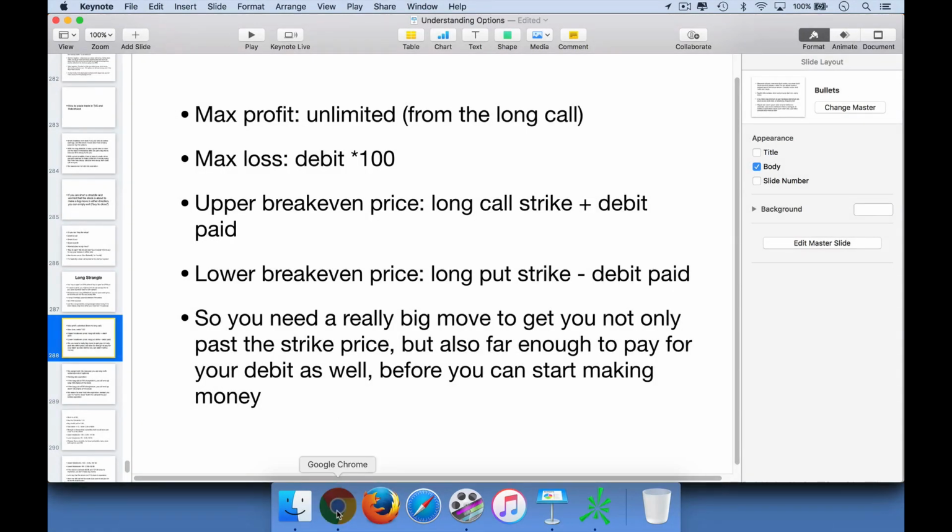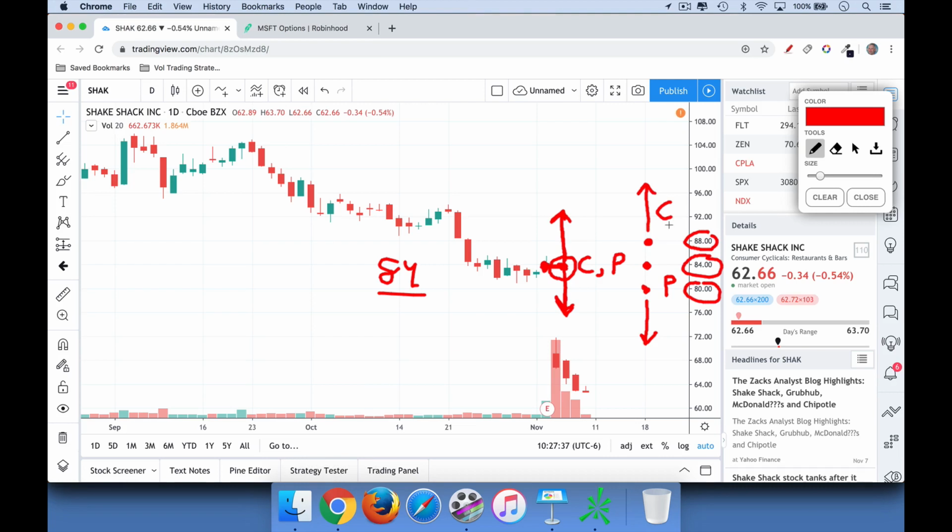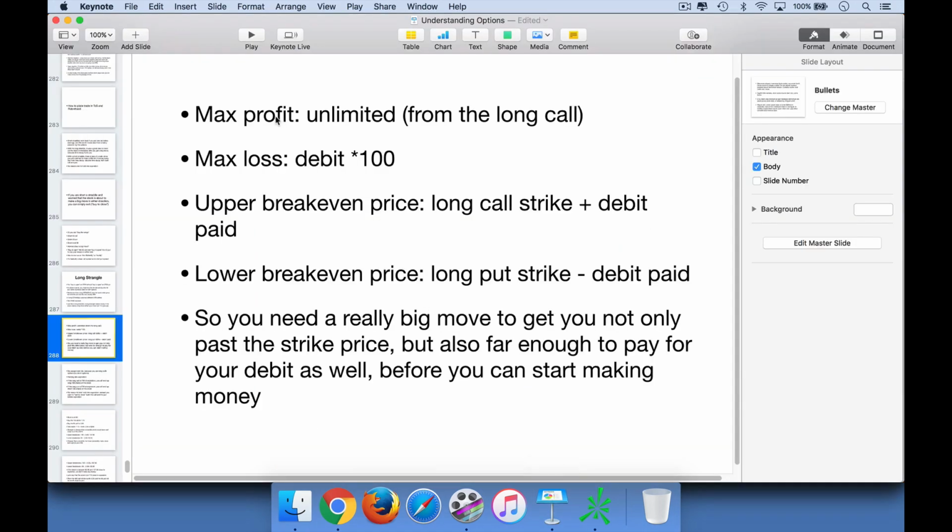So if we go back to our chart, you can see that whereas with a long straddle, if the stock makes a move, the call or put immediately starts going in the money. Whereas here, the stock has to not only get to the point where that call starts to get in the money, but it has to go up enough as well to pay for the cost of the strangle, the cost of the call and the put.